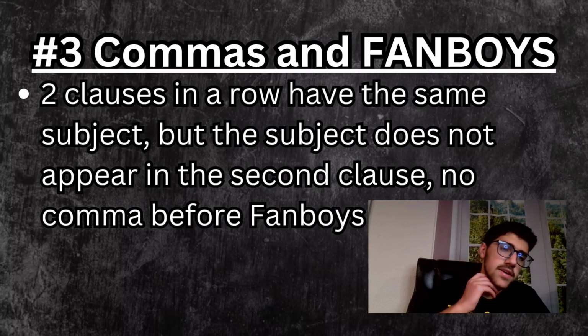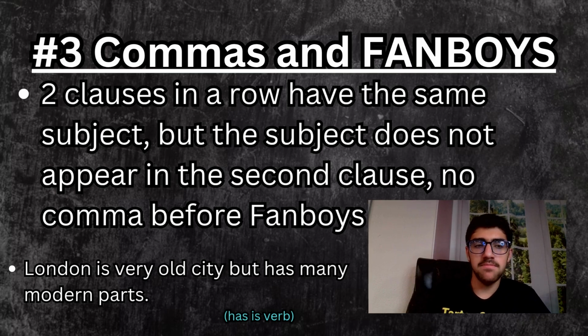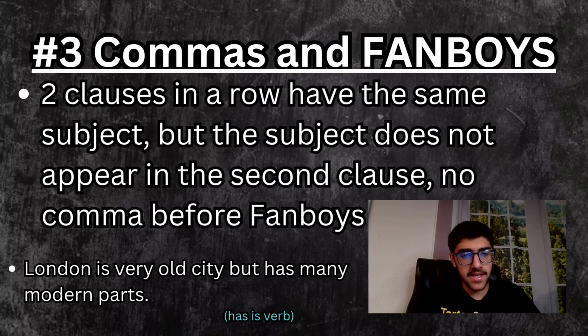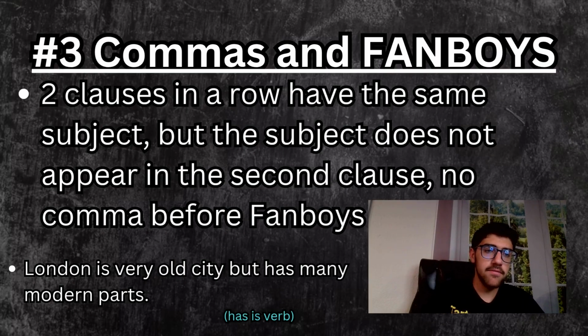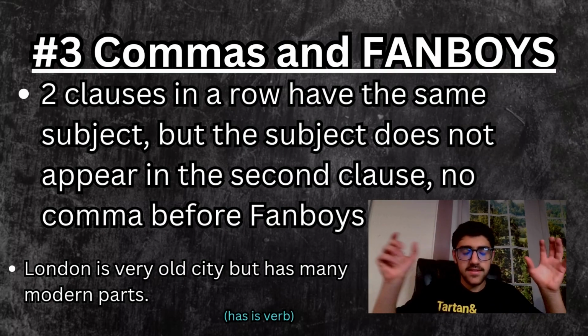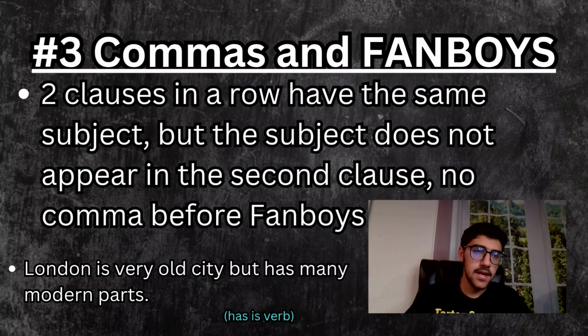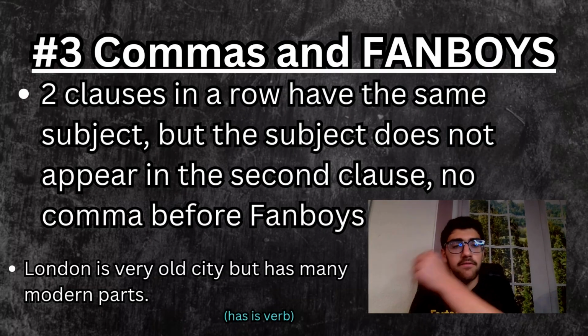For example, London is a very old city, but has many modern buildings. You might want to put a comma between city and but. So London is a very old city, comma, but has many modern buildings. But that would be incorrect because both clauses are talking about London, and because you have a comma, fanboys, and then a verb, it's wrong.